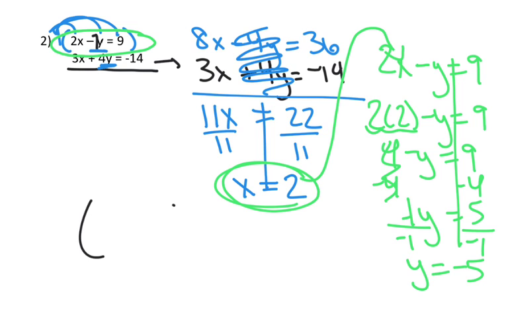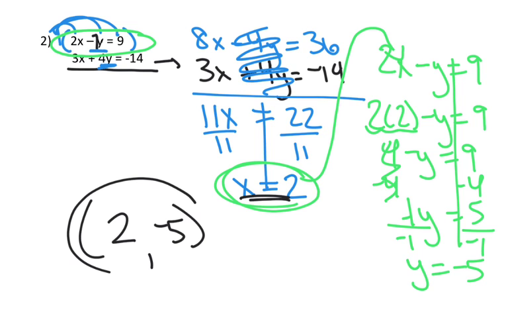Then your solution, you write as an ordered pair. Your x comes first, which is 2. Your y, which is negative 5. So your solution is 2, negative 5. If you were to graph that system, that's the point where those two lines would intersect.